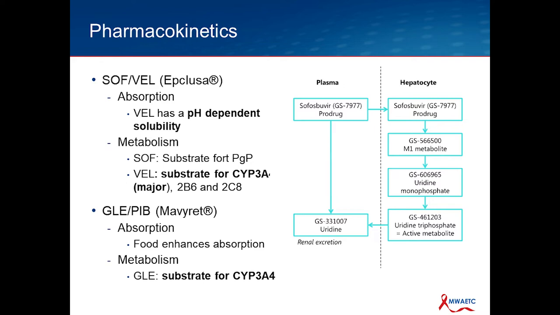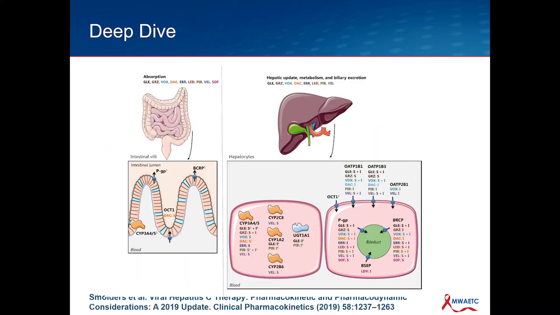On the other hand, when we look at Maveret, there's really no significant issues with absorption, metabolism, even elimination. To some degree, food will enhance and increase its absorption, giving you a little bit higher drug levels, but with higher drug levels also come higher side effects. The main drug that has the interactions in this realm is glecaprevir, and that is a substrate for 3A4, keeping in mind that the main interactions come from that.